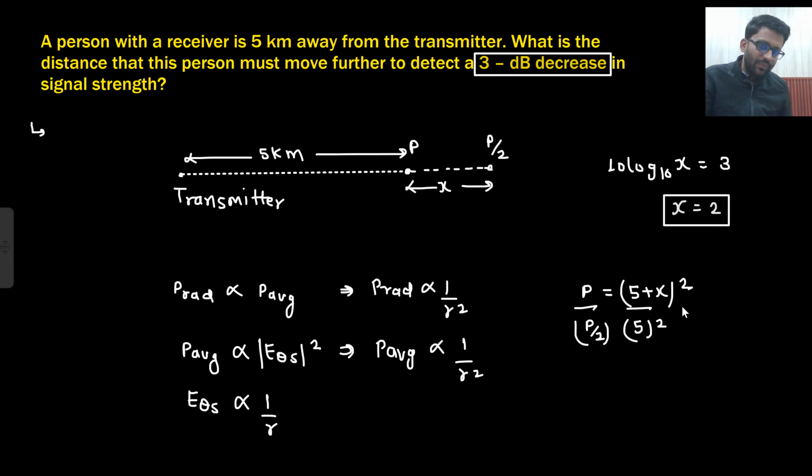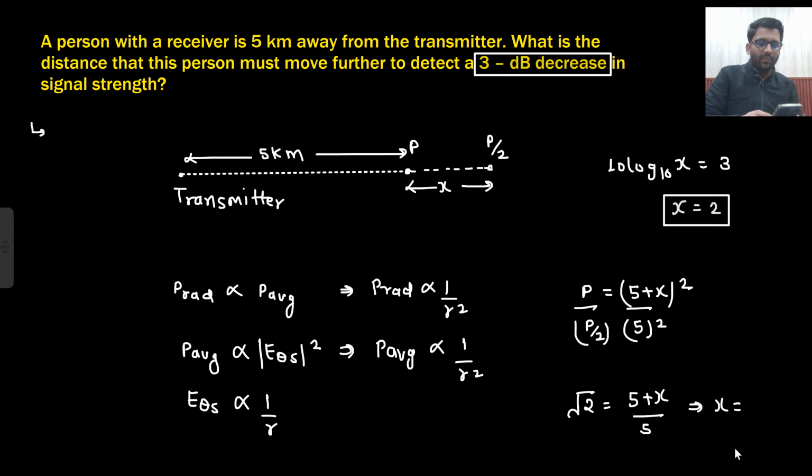Say yes or no. Did you understand what I did? Power is inversely proportional to r square. So power was P when the distance was 5 kilometer. Now power will become P by 2 if the distance has become 5 plus x. That's it. So root 2 is equal to 5 plus x divided by 5. So what is the value of x you are getting?